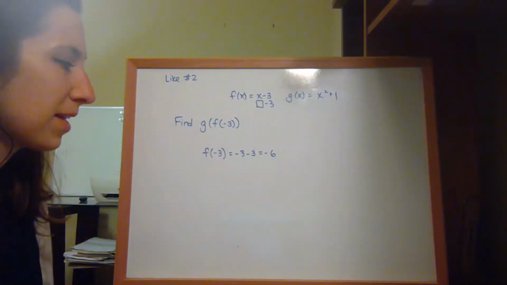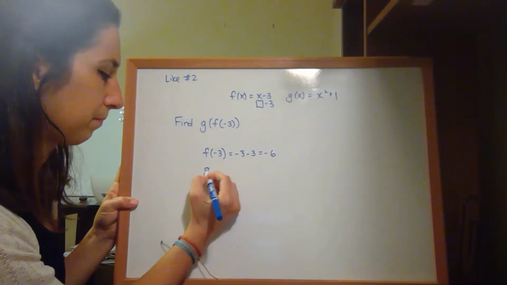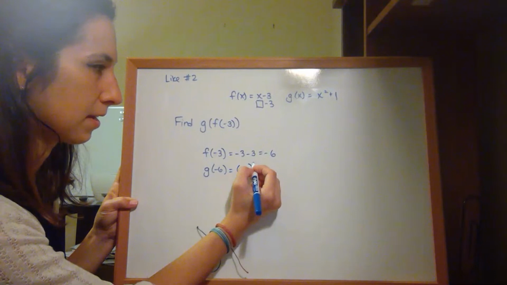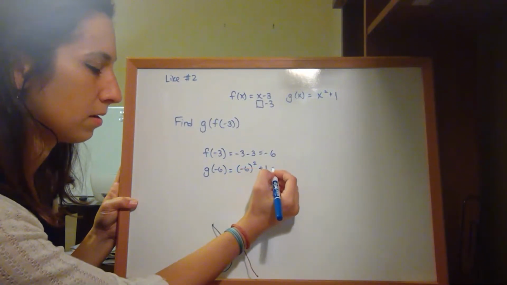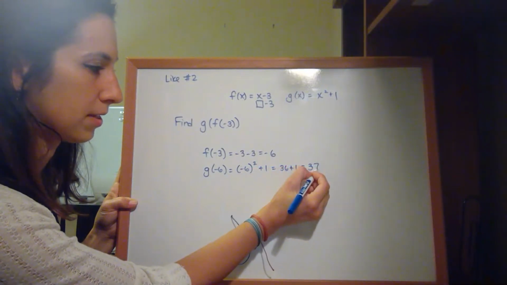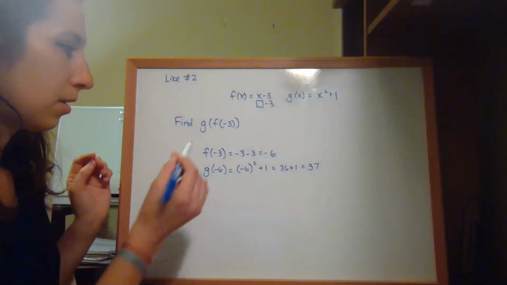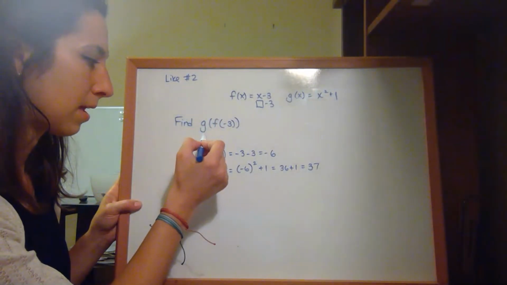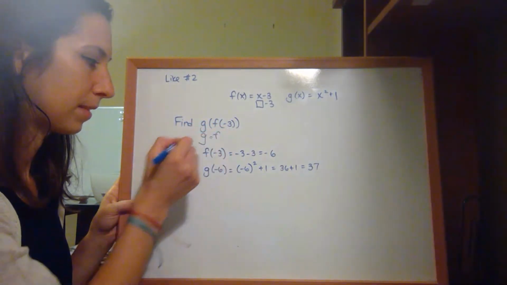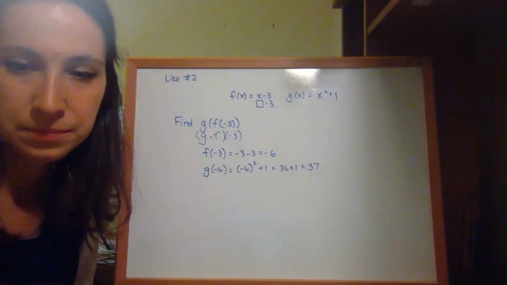Okay, moving on. So that's -6. Now we take -6 and we plug it into the g function. So we have g of -6. That's -6 squared plus 1, which is 36 plus 1, which is 37. So you work on the inside and out. You might also see this same exact thing written like g, a little circle, f, with a -3. It means exactly the same thing.